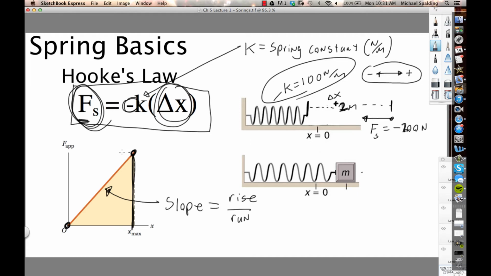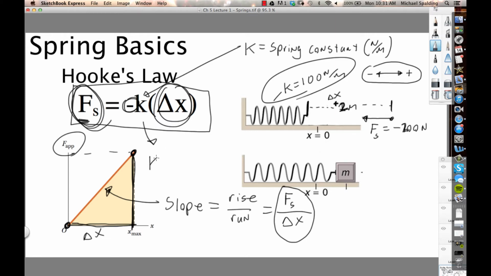The rise is the what? It's the force. It's the force of the spring. What is the run? The delta x. That's the displacement. Force of spring over displacement. Look at Hooke's law right here. Solve Hooke's law for k. What is k? It's force of spring over displacement.